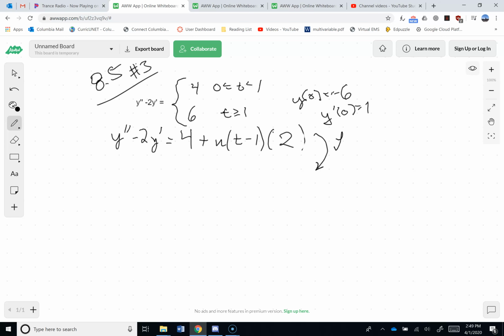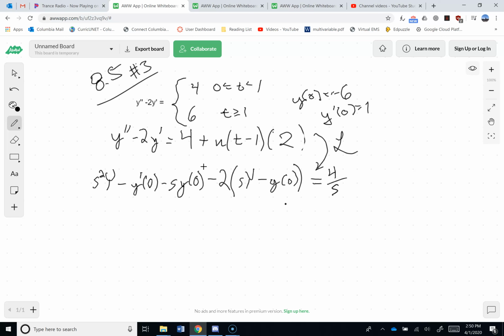Okay, now I need to Laplace transform this whole thing. So I'm going to have s squared Y minus, and if you don't have these lines on your Laplace sheet, make sure you put them on there. The Laplace transform of y double prime is s squared capital Y minus y prime at 0 minus s y at 0. And then I have minus 2 times y prime, and its Laplace transform is s capital Y minus y at 0. And that's supposed to equal, on the other side, the Laplace transform of 4, which is 4 over s.